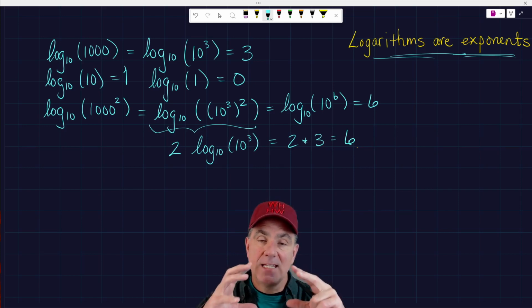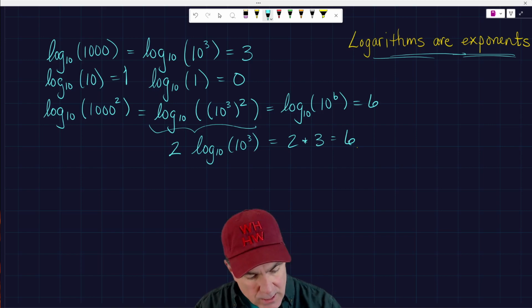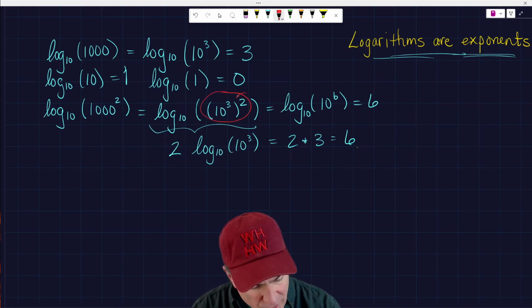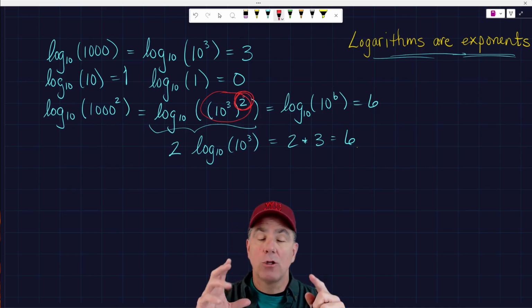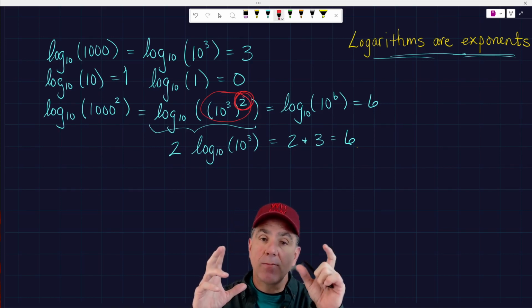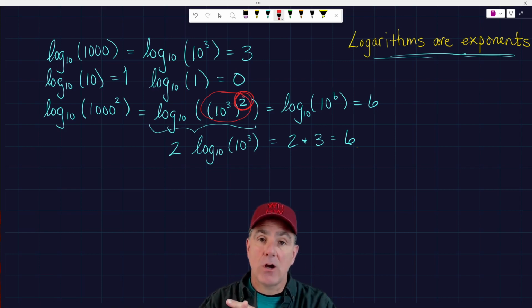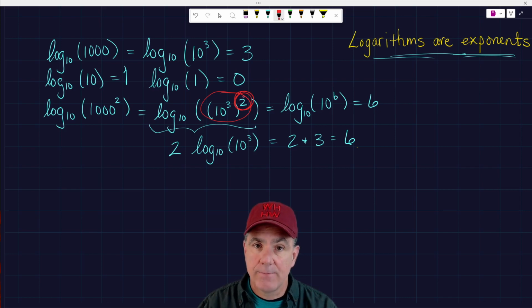So this is one of the very important rules of logarithms. If I have something inside the argument, raised to a particular power, because I'm going to multiply those exponents, I can actually pull that number out front of the logarithm and just multiply on the outside because logarithms are exponents. Let's look at another problem.